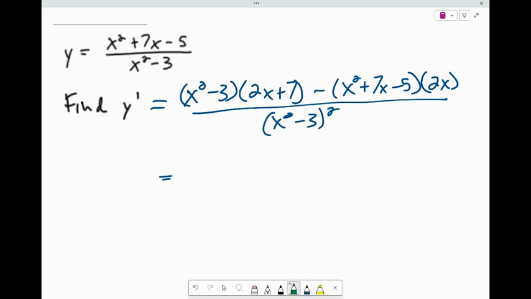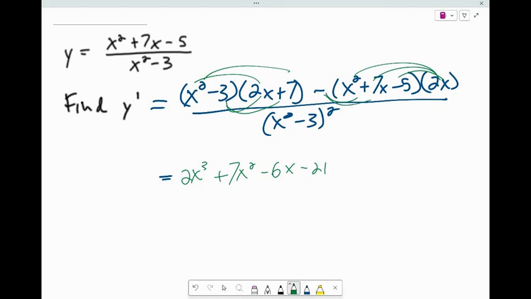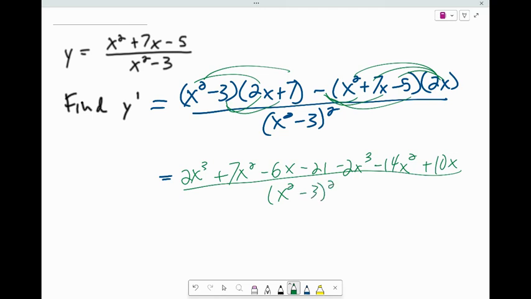Now you are going to have to do FOIL here, right? So we'll get 2x cubed. I'll do plus 7x squared minus 6x, and then minus 21. Now you're going to have to distribute this 2x. You're also going to have to distribute this minus sign, which you can do in two separate steps, or you can try to be careful and do it all together. Minus 2x cubed. We'll say minus 14x squared. And then I see a 10x. It becomes positive 10x. All of this is over the denominator, x squared minus 3 squared.